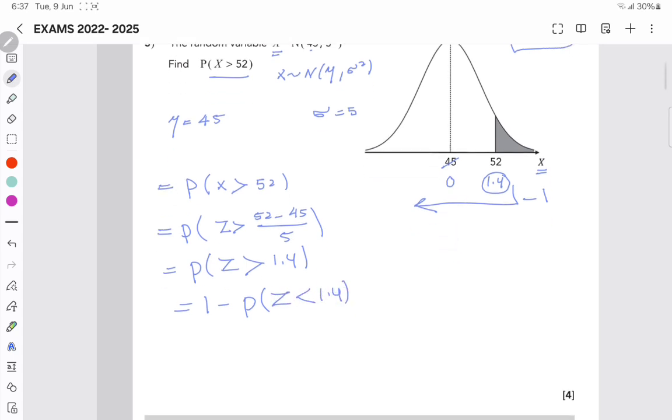Now we can state the value of 1.4 from the table. It will be 1 minus. So using the table, z less than 1.4, it's only one decimal digit. So that means 1.4, then 0. So it will be 0.9192 from the table. Now evaluate that using a calculator. The answer will be 0.0808.